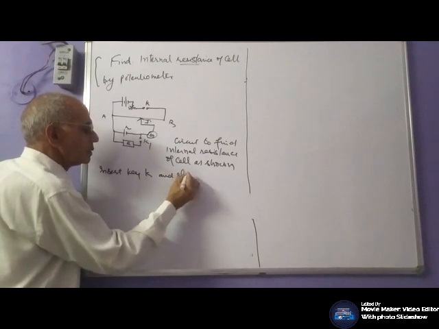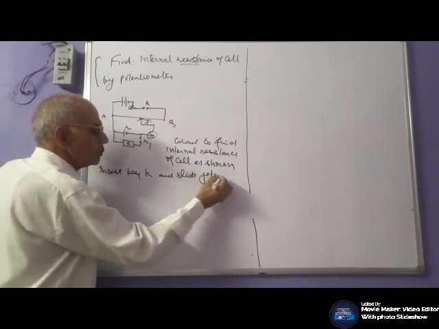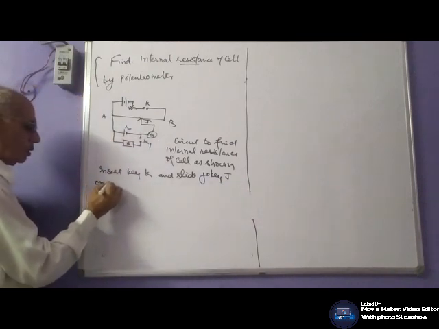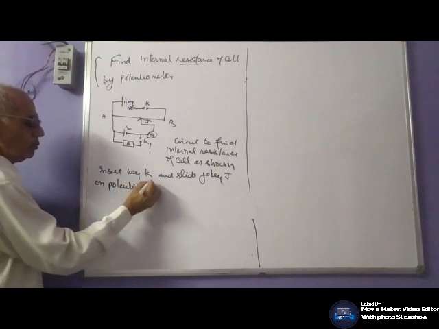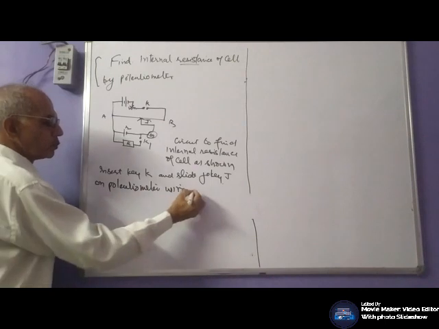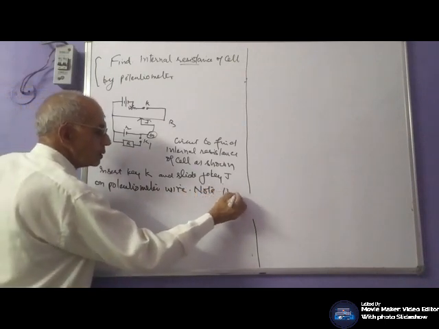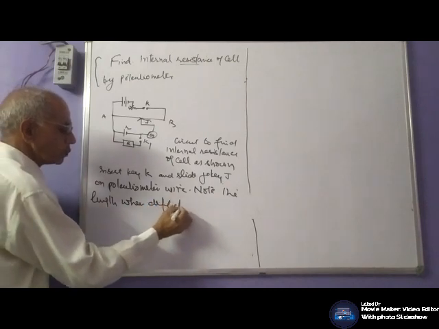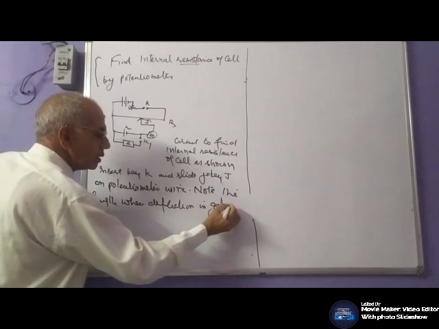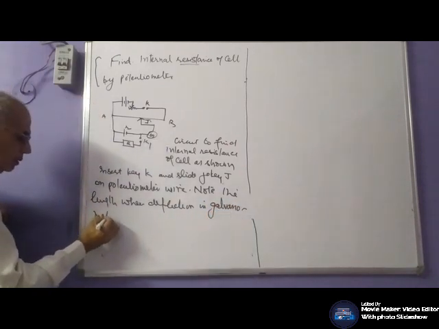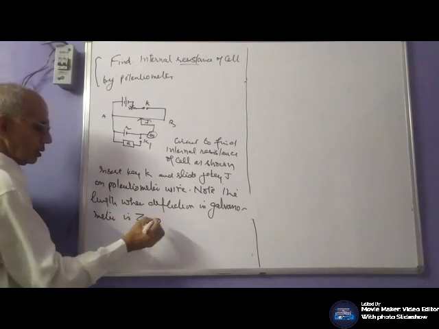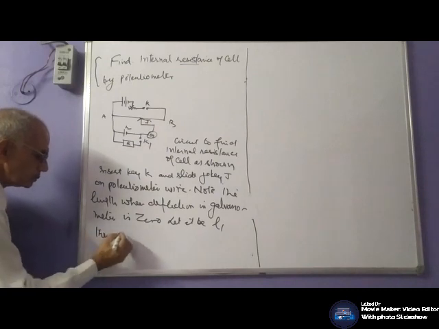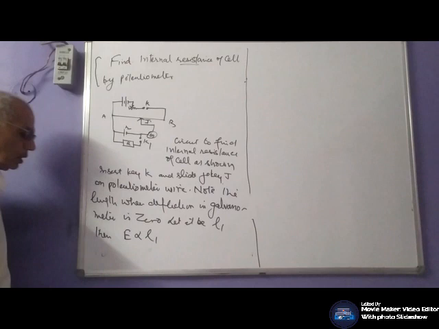And slide jockey. Don't insert this key. Slide jockey J on potentiometer wire. Note the length when deflection in galvanometer is zero, let it be L1, then E is directly proportional to L1.